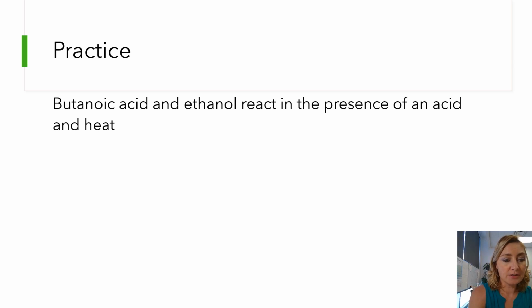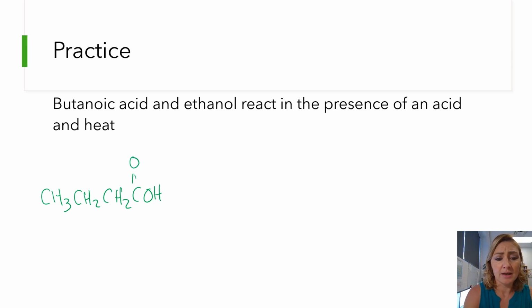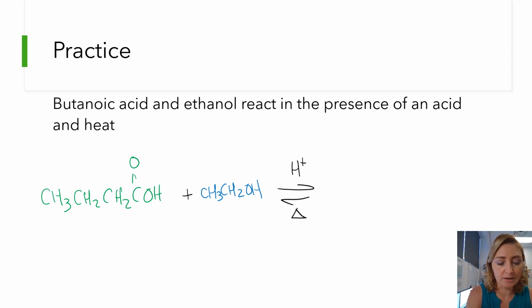Let's draw our butanoic acid. That's a 4-carbon carboxylic acid. I'm going to use different colors because the colors really help me to see what's going on and where things are coming from. We have an acid catalyst. They didn't tell me what acid I'm using, so I'm going to use that generic sign for acid, the H+, and then a delta for heat. And ethanol, CH3CH2OH. Okay, we're ready to start.